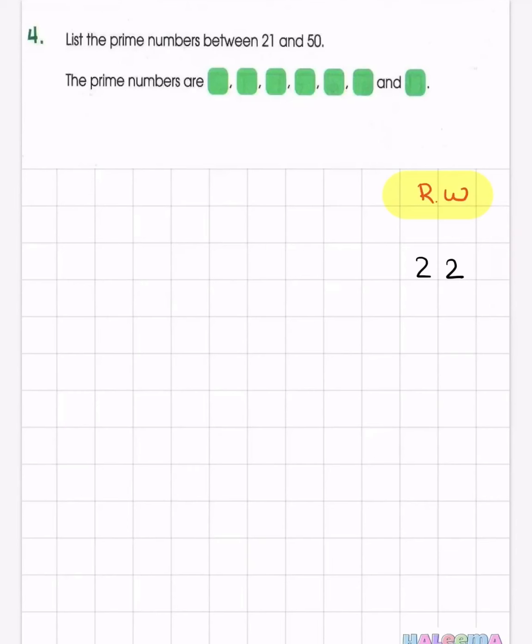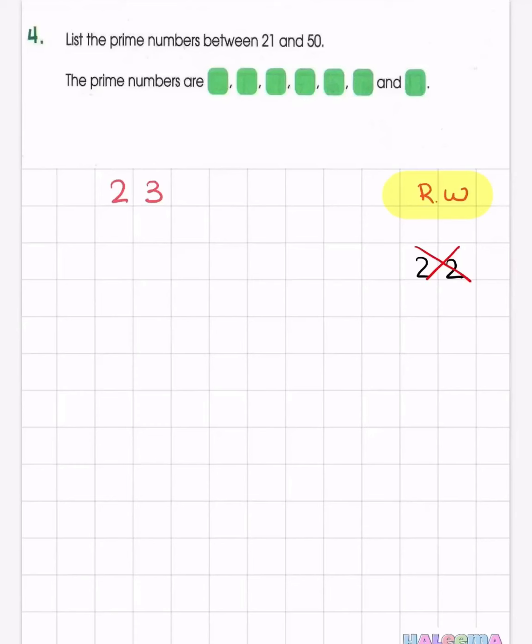So 22 comes after 21. Let's see if this is a prime number. See, 22 comes in 1 times table, 2 times table, 11 times table, and 22 times table. So it has more than 2 factors, right? It is not a prime number. Let's see another number, which is 23. Yes, 23 is a prime number because it only has 2 factors.